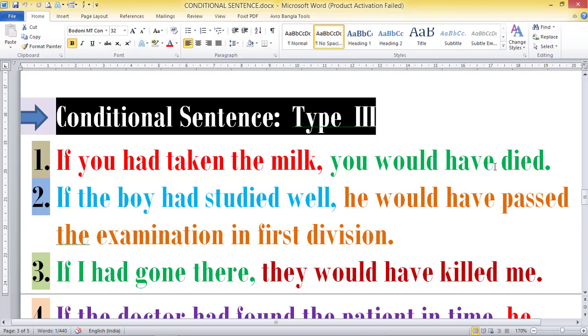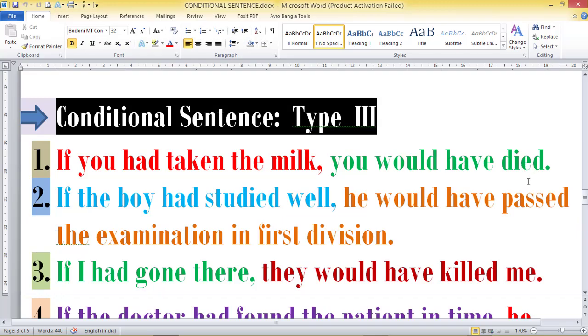Here in the if clause, what we have used? In the if clause, we have used past perfect tense, and in the main clause, we have used after the subject would plus have plus the third form of the verb. This is called perfect infinitive. After the subject, you can use would, should, could, might, then have plus the third form of the verb. That is the past participle form of the verb.